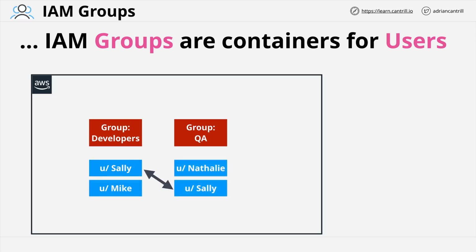Now the Sally user, so the Sally in developers and the Sally in the QA group, that's the same IAM user. An IAM user can be a member of multiple IAM groups, so that's important as well to remember for the exam. Groups give us two main benefits.